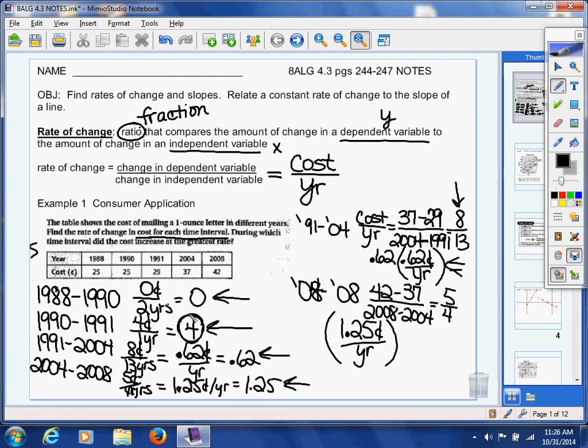So the largest number of your 4 choices: 0, 4, 62 hundredths, 1 and 25 hundredths. Of those 4 numbers, the number 4 is the largest. That's your biggest rate of change. And so to answer the question, during which time interval did the cost increase at the greatest rate, we would put 1990 to 1991. That's where we saw the biggest rate of change.